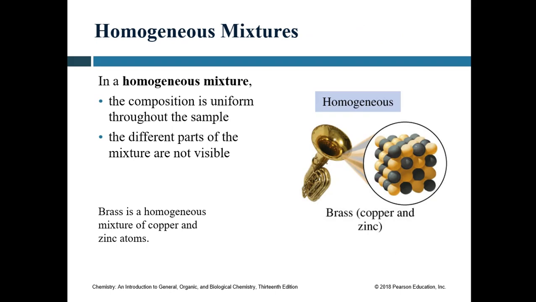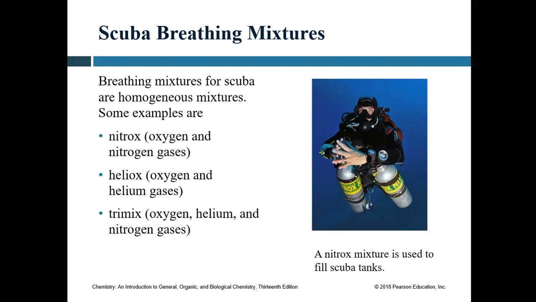Now then, let's talk about homogeneous mixtures. The composition is uniform throughout the sample. The different parts of the mixture are not visible, and I think I had mentioned that. So if I look at this brass musical instrument here, it all looks one color. It doesn't look like, oh, copper and zinc together. Now then, if any of you have gone scuba diving, you know that the different tanks you have contain different mixtures. Breathing mixtures for scuba are homogeneous mixtures. Some examples are nitrox, heliox, and trimix.